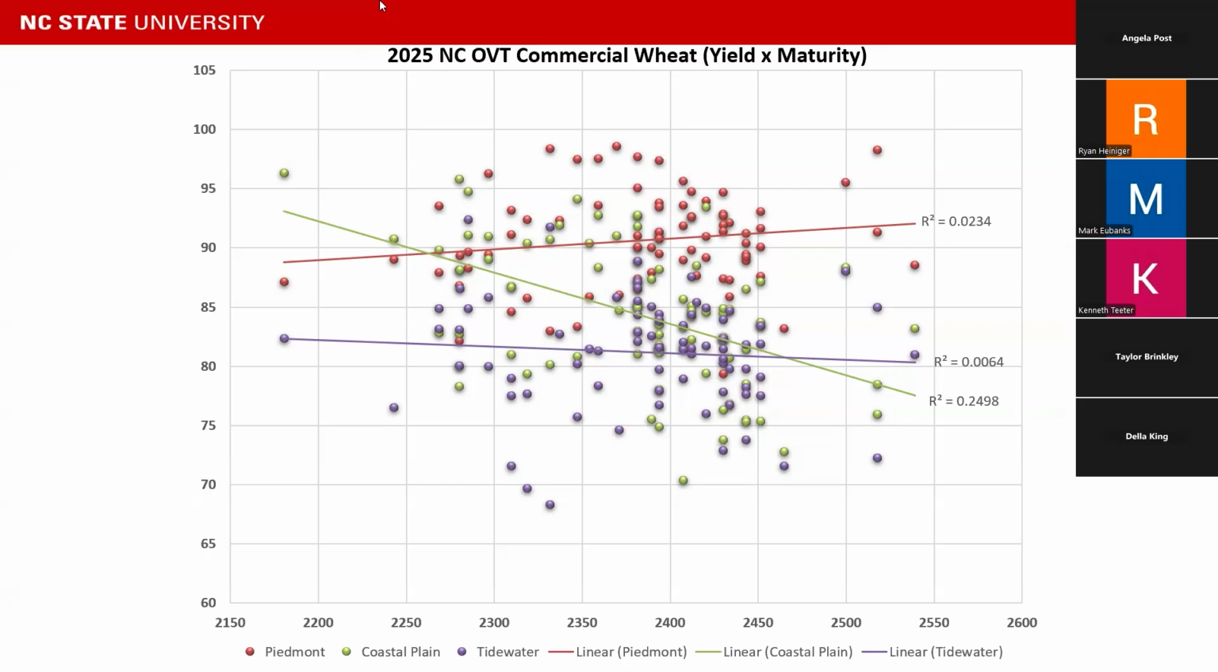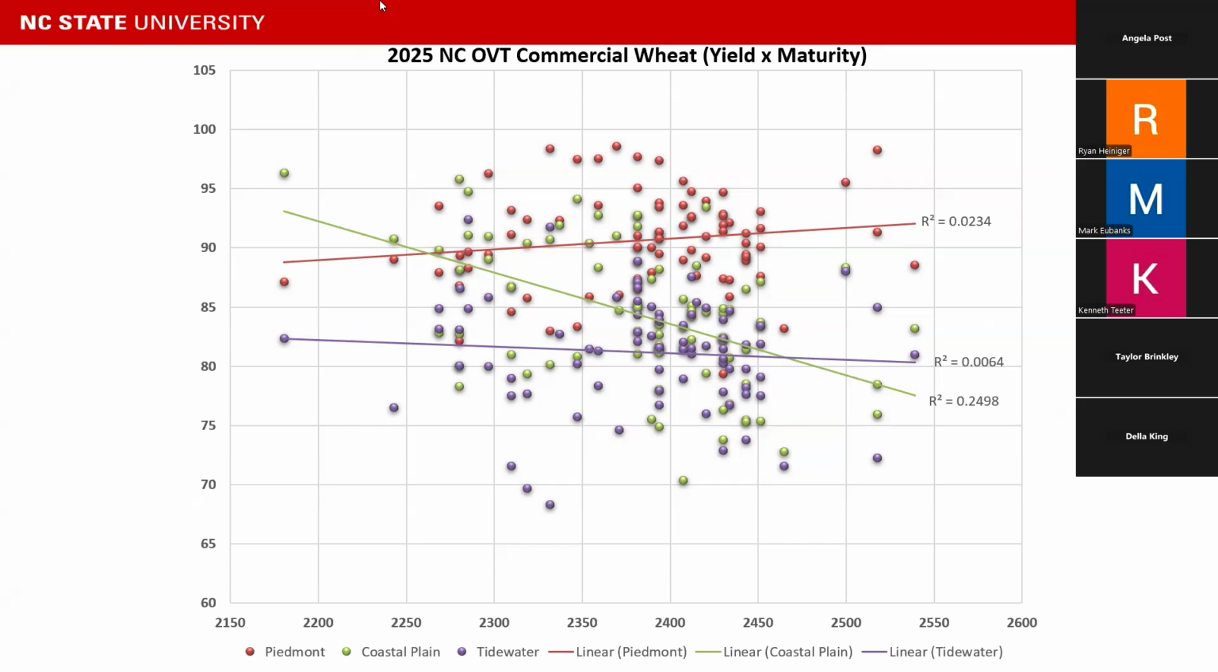So all that line is saying is, was there an effect on the data with maturity? And if you look at the purple line, for instance, it's fairly flat. There was no difference in the Tidewater whether you had an early maturity variety or a late maturity variety. They all yielded roughly the same within a bushel. Contrast that with what we saw in the Coastal Plain.